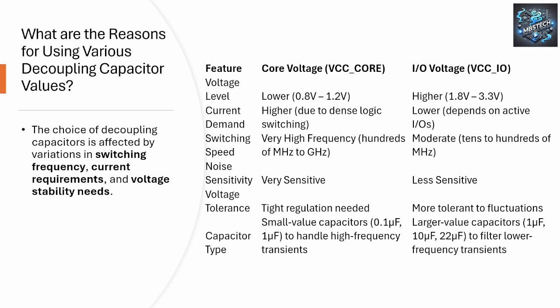The current demand depends on the logic density of the FPGA, so your core decoupling will change dependent on the device used. The switching frequency is many hundreds of megahertz to gigahertz range. It's very sensitive to voltage fluctuations, and tight regulation is needed. Whereas the I/O voltage can tolerate a much wider fluctuation, but care must be taken that ground bounce, induced reflections and signal integrity issues are not created by poor decoupling.